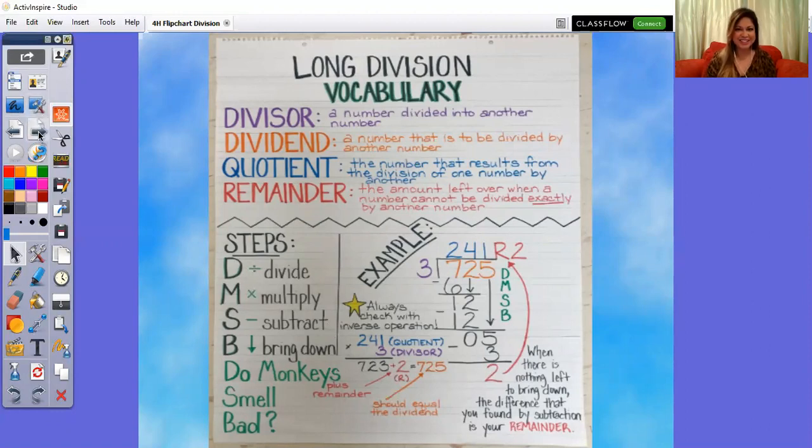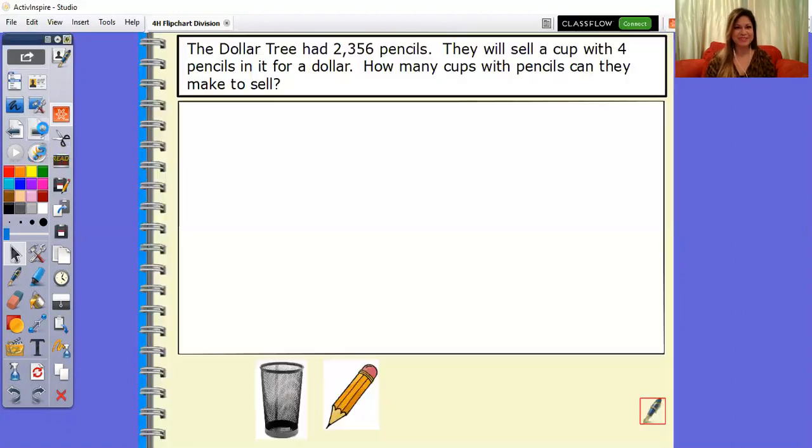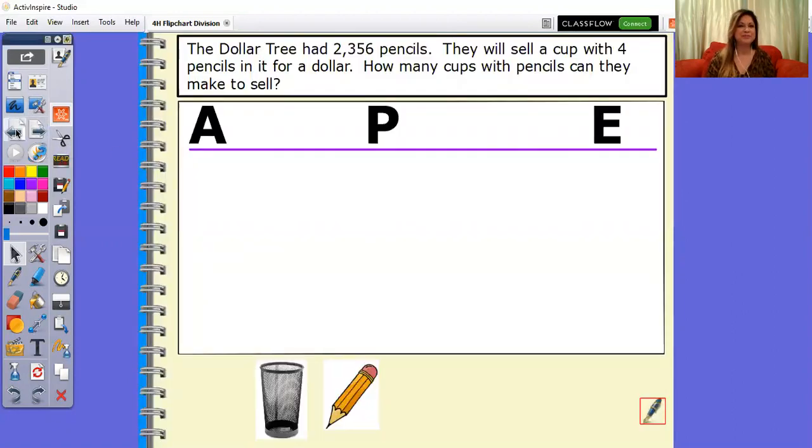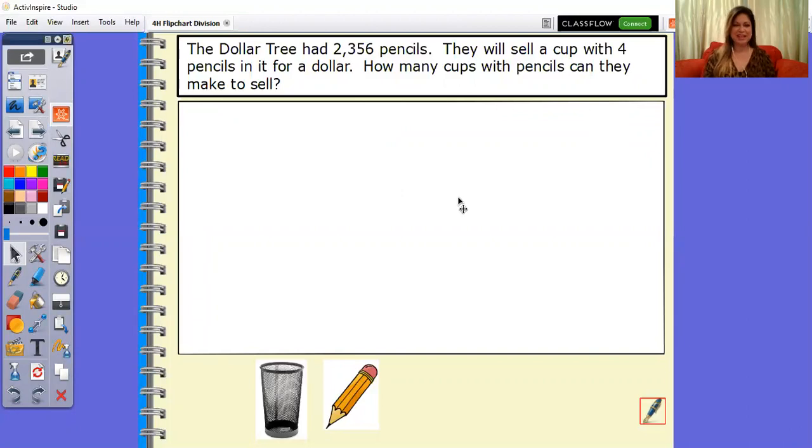All right, so let's take a look at what we have today. Click. Okay, there we go. Oop, too far. So this is the situation. The Dollar Tree had 2,356 pencils. They will sell a cup with 4 pencils in it for $1. How many cups with pencils can they make to sell? So the Dollar Tree has a situation here, and they have to first of all put it together and then try to put it out on the shelves to sell.